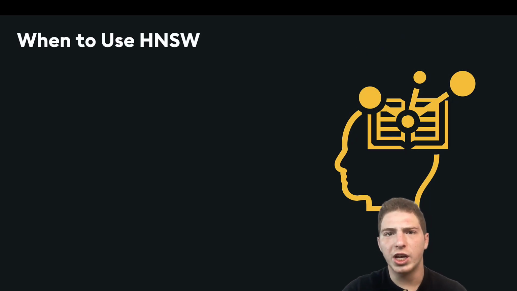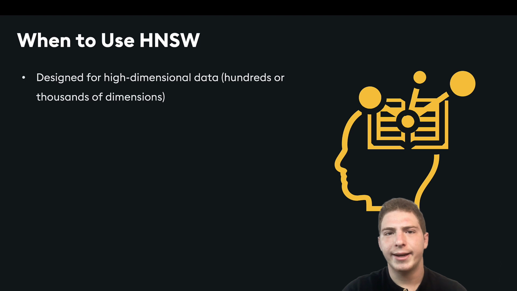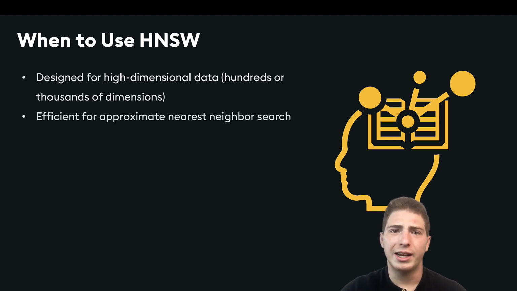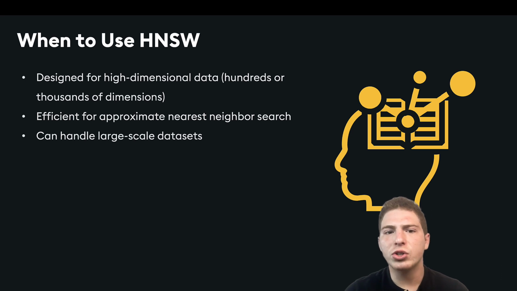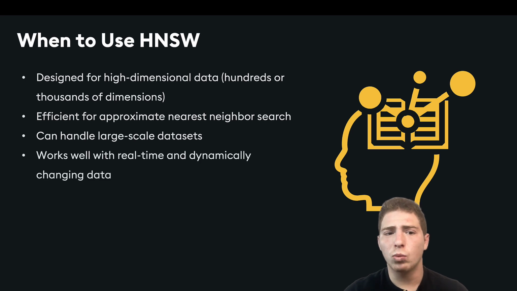So when should you use HNSW? You should use HNSW typically when you have very high dimensional data. So think hundreds or even better thousands of dimensions. And it's very efficient at approximate nearest neighbor search. It's basically one of the best algorithms we have for ANN. It could handle large scale data sets. It could scale extremely well. And it works well with real-time and dynamically changing data.